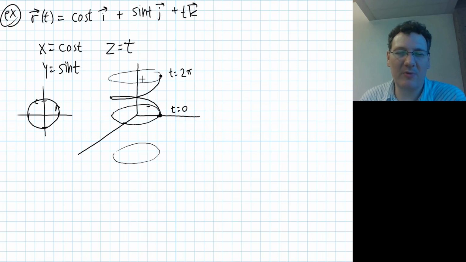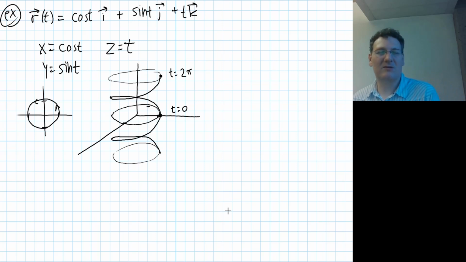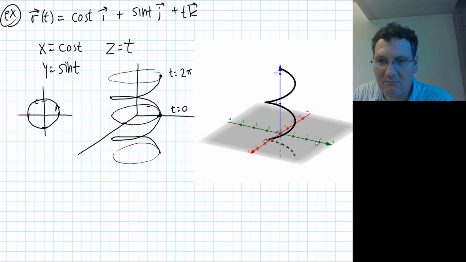We've kind of gone up around this corkscrew, and actually down below we should have a similar thing happening where we go around. Okay, so it's kind of like a spring. Now it's hard to see drawn as a 2-dimensional object, but let's just see what this looks like. Yes indeed, it's what we call a helix.